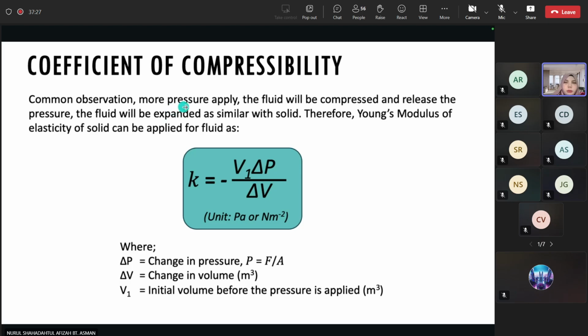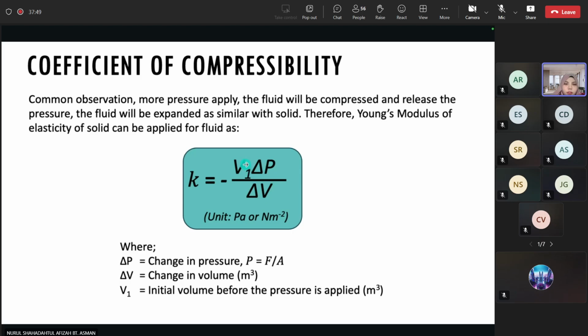So when we apply more pressure, fluid will be compressed, and when we release the pressure, the fluid will expand, similar to a solid. Therefore, Young's modulus of elasticity can be applied to a fluid. So okay, this is the Young's modulus of elasticity.